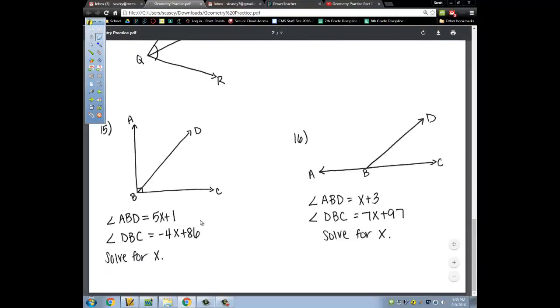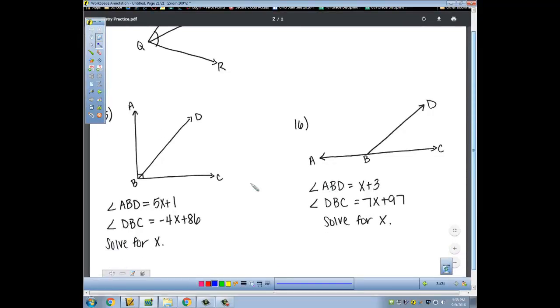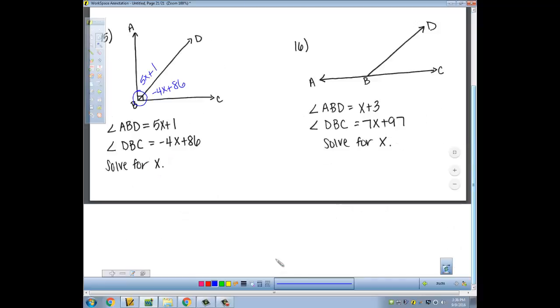Okay, two more. 15, I have a complementary angle because it's a right angle, 90-degree angle. So ABD is 5x plus 1, and DBC is negative 4x plus 86. Since that's a right angle, I know that these two angles put together need to equal 90. So I'm going to add these together. So 5x plus 1 plus this other angle, negative 4x plus 86, and I know that together they need to equal 90.